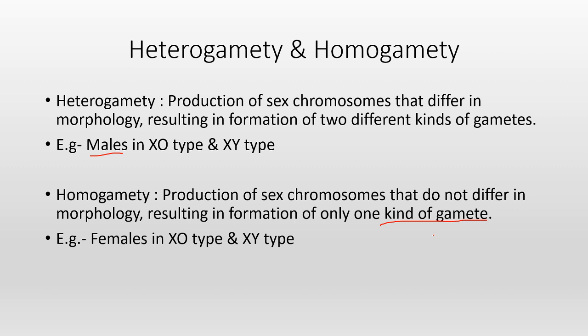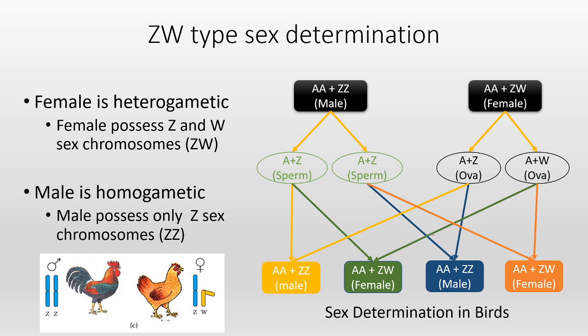But when we talk about birds, that is slightly different. In birds, the female is heterogametic, not the male. And here there is no XY, but we have the Z and W chromosomes as the sex chromosomes. So the female has all the autosomes along with a ZW configuration of the sex chromosomes, and the males have autosomes with a pair of Z chromosomes. So the sperm contains a set of autosomes with a single Z chromosome, and the ova can contain autosomes with either a Z or a W chromosome.